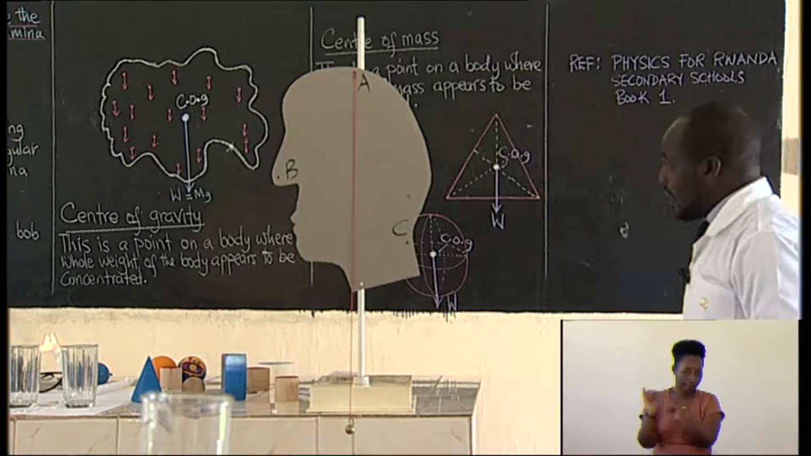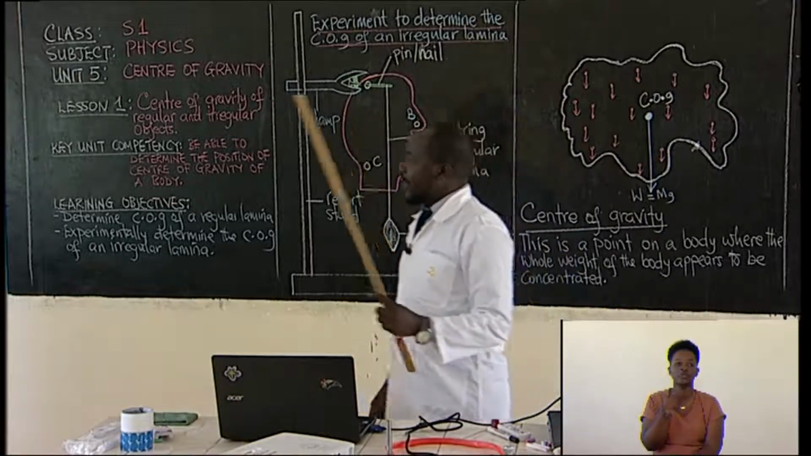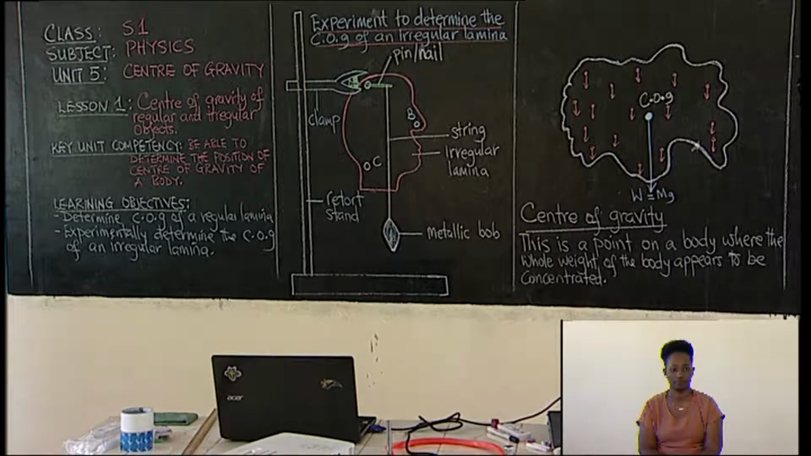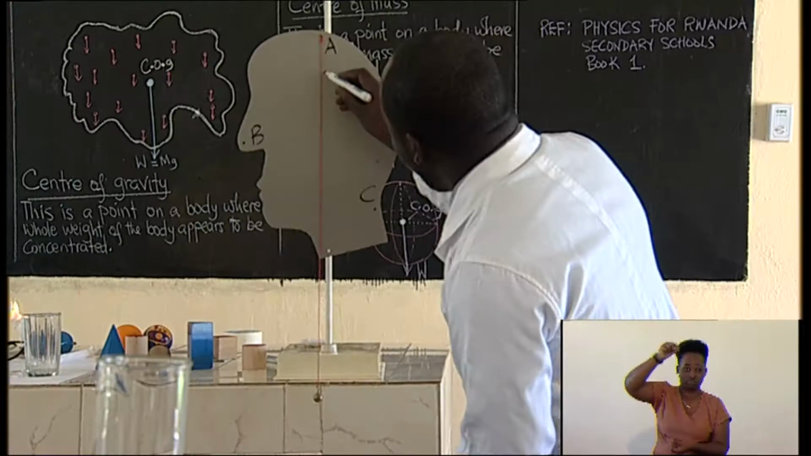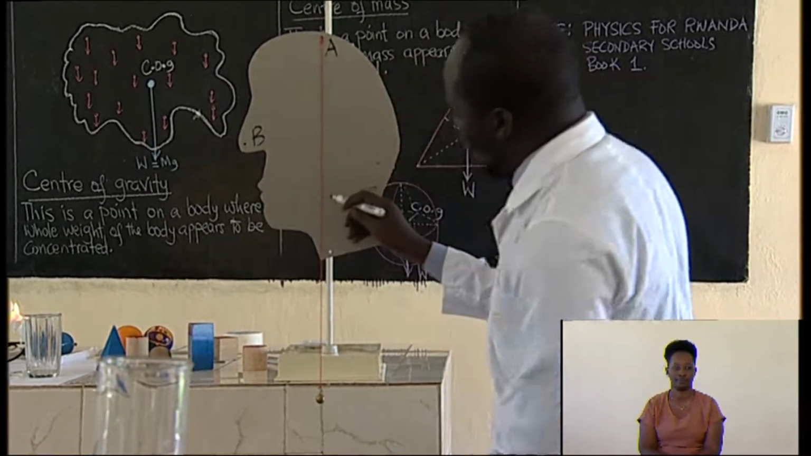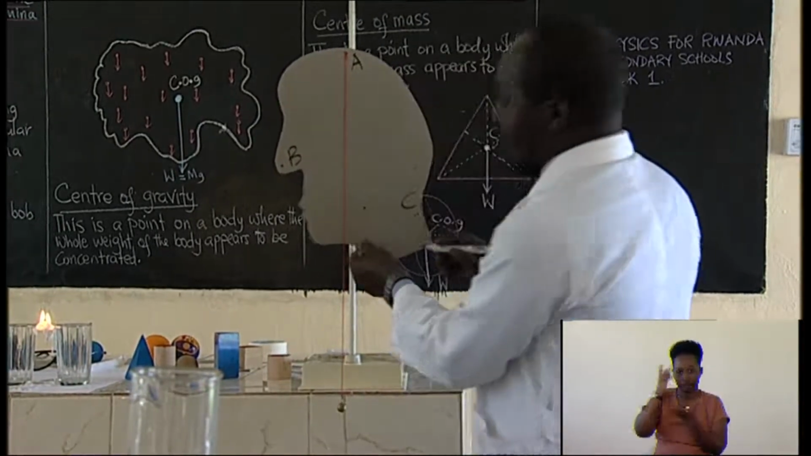Remember, it is swinging, so we allow it to swing until it comes to rest. When it comes to rest, let's look at the other procedure that is being told to us. We are supposed to mark a point on the lamina along the string on the plumb line when it stops, and we shall join that point to A. So let's go and mark that point. A point on the string, any point along this string. So let me mark that point here. You see where the mark is? Let me make it more visible. It is here. So that is done.